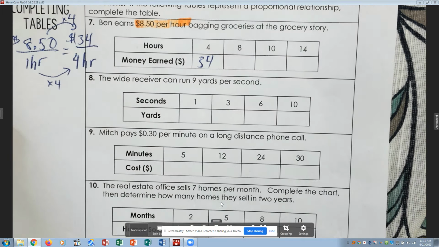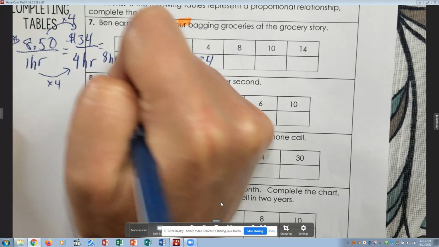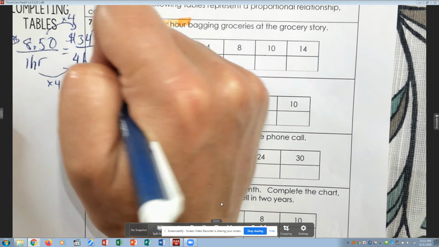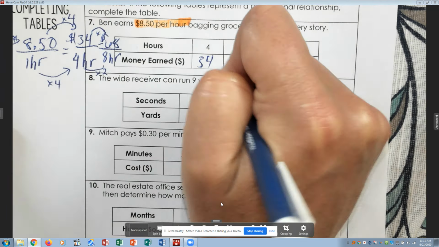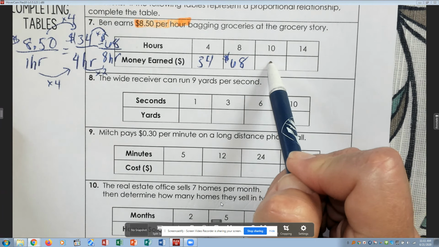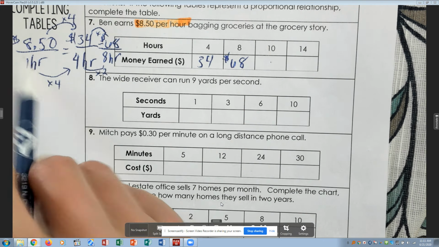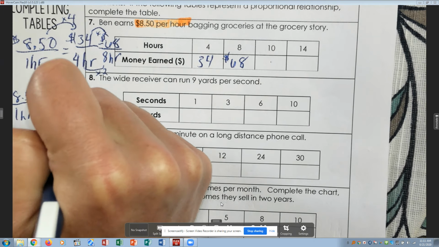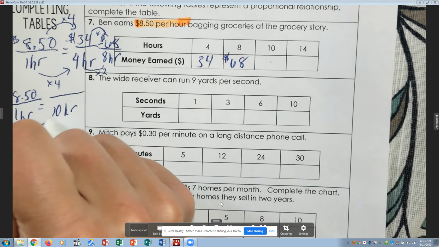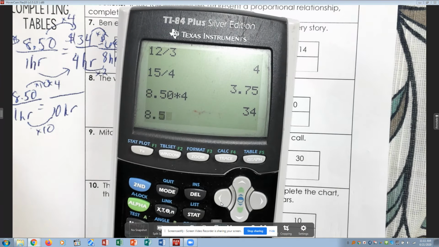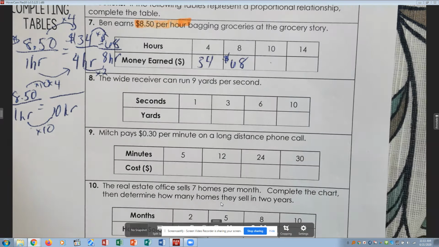Okay, now let's do the same thing. What if he were to work 8 hours? How much would he make? 4 times 2 is 8, so times 2 is $68. For 10 hours, if he makes $8.50 in 1 hour, how much is he going to make in 10 hours? This is my proportion. So times 10, times 10. 8.50 times 10 is $85.